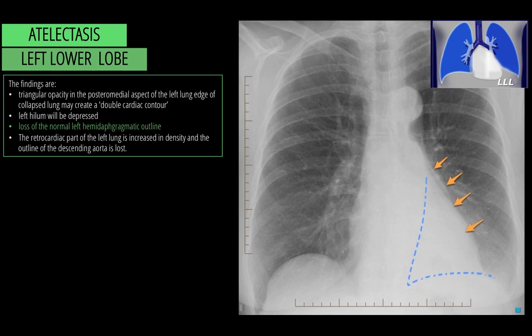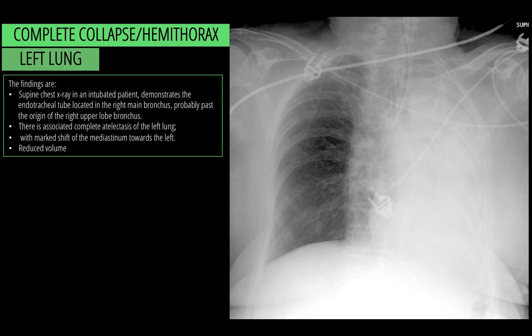The main features to be observed include a triangular opacity in the posteromedial aspect of the left lung. The edge of the collapsed lung may create a double cardiac contour, as illustrated by the orange or yellow arrows. In addition to loss of the normal left hemidiaphragmatic outline, we can also see loss of the descending aorta, which we can no longer see in this patient. We can also see lack of visualization of the vertebral bodies. This is an example then of complete left lung collapse.